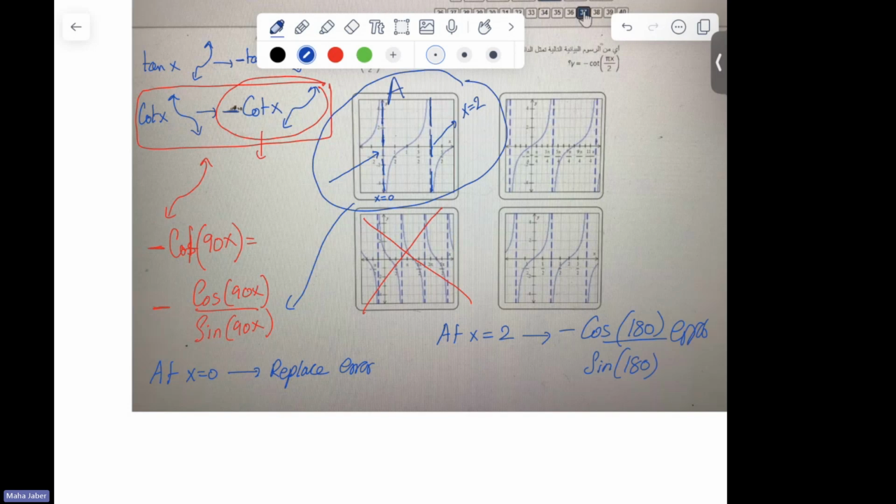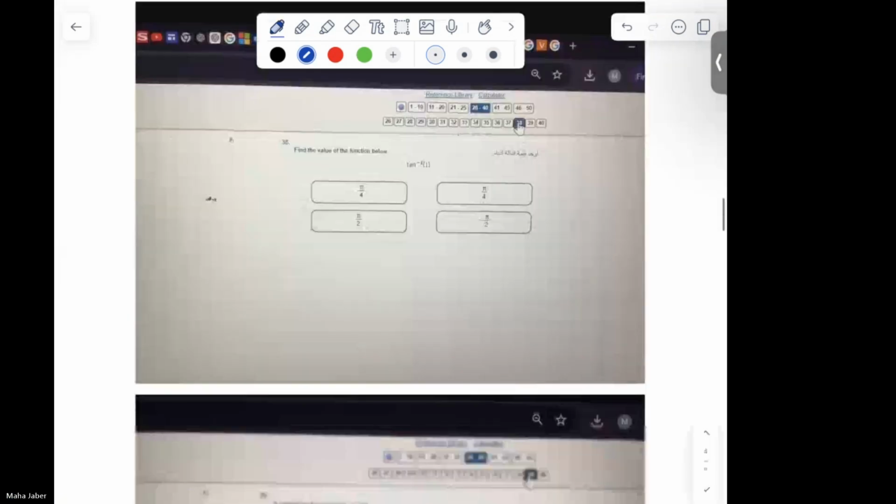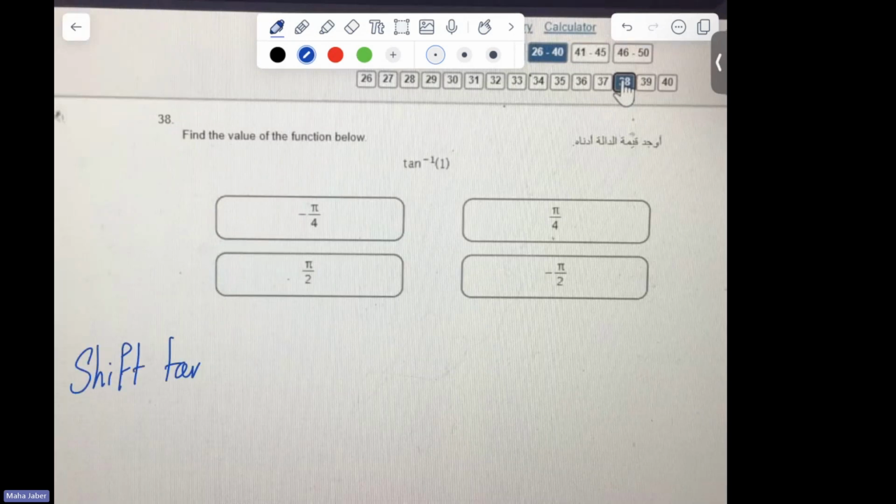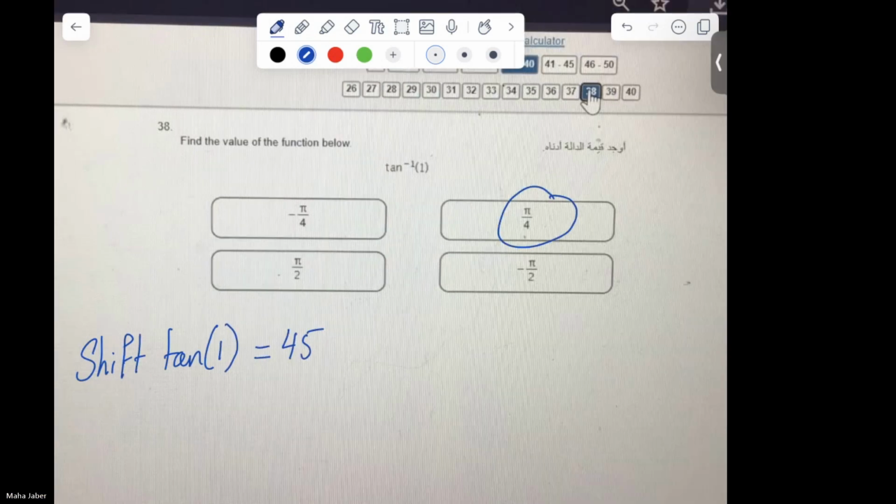The rest are not important. Why? Because upon replacement x equals 0, x equal to pi, you received error in the calculator. But how to replace? You should remember cotan equal cosine over sine. We come to this one. This one, the calculator will solve it. All what you have to do, your calculator, shift tan 1, and he will say 45. If you change it to radian, this is the answer.